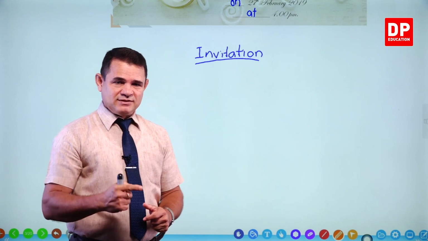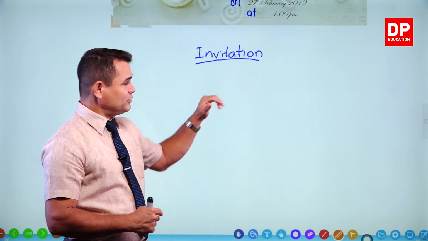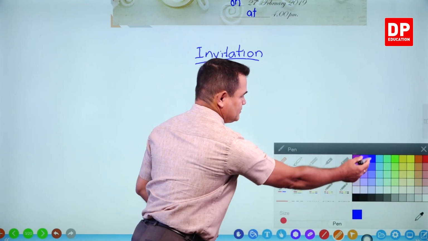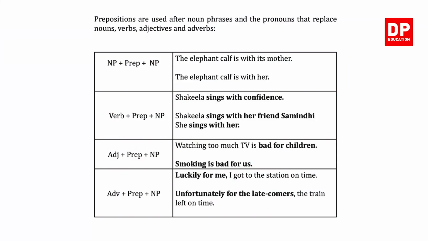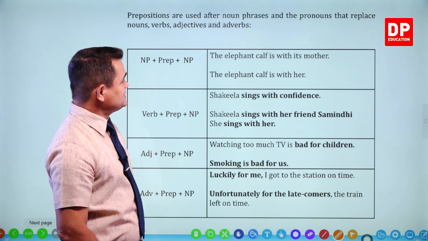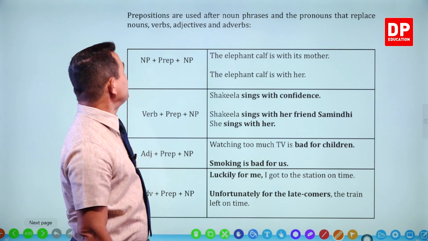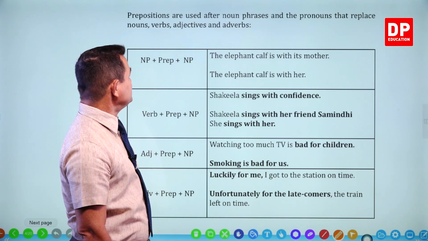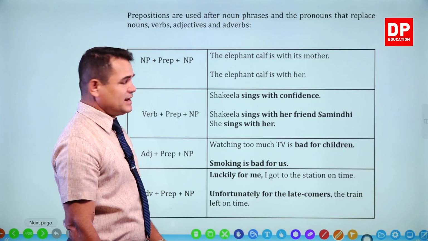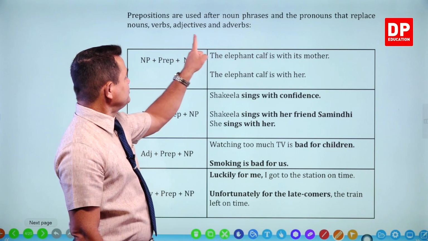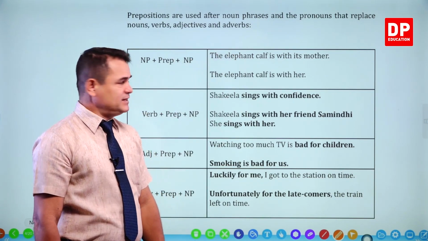Now practice prepositions a bit more by doing this exercise. And then something more about prepositions, right? Prepositions are used after noun phrases and prepositions that replace nouns, verbs, adjectives, and adverbs. Now, prepositions are used after noun phrases. Let's see whether it is true.